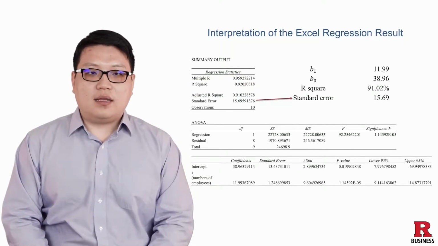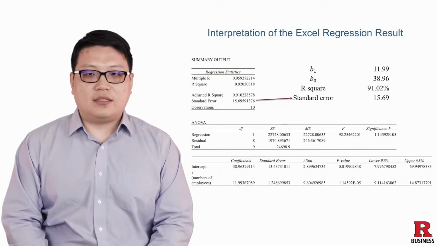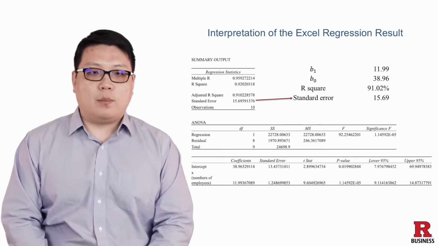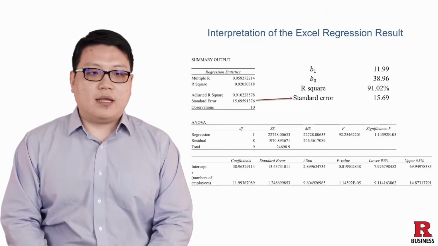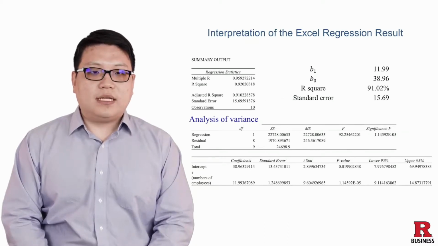And also we check our standard error, which is 15.69. It's almost the same as we calculated. And then it tells you our observation is 10, so we have 10 stores. So the next table in Excel is called ANOVA, or Analysis of Variance.